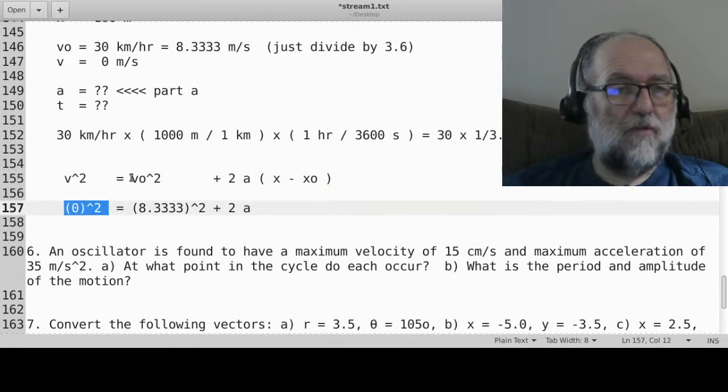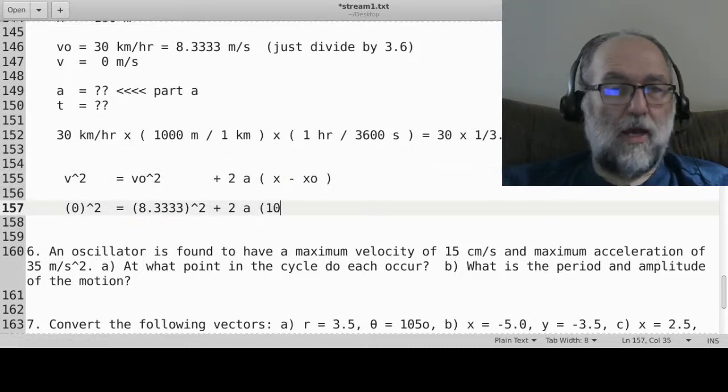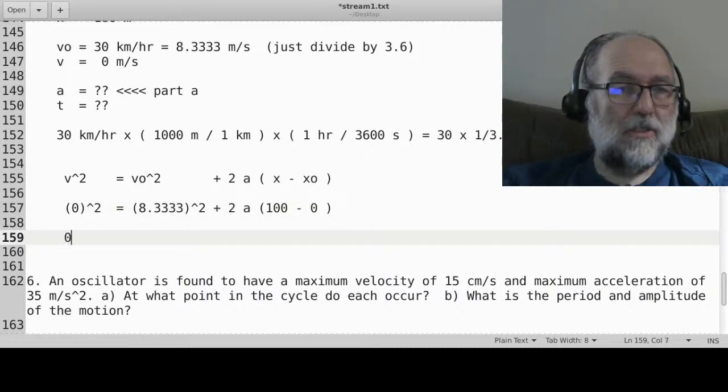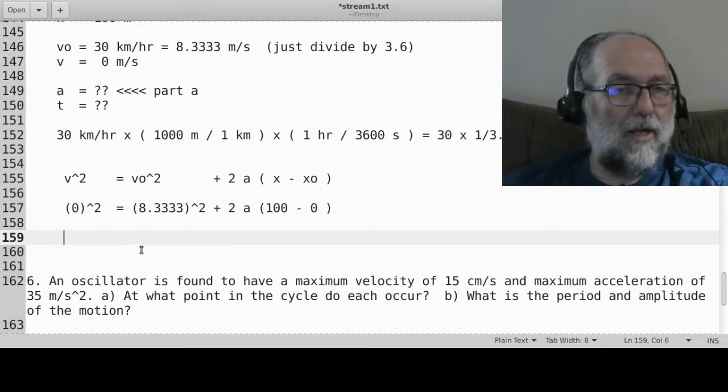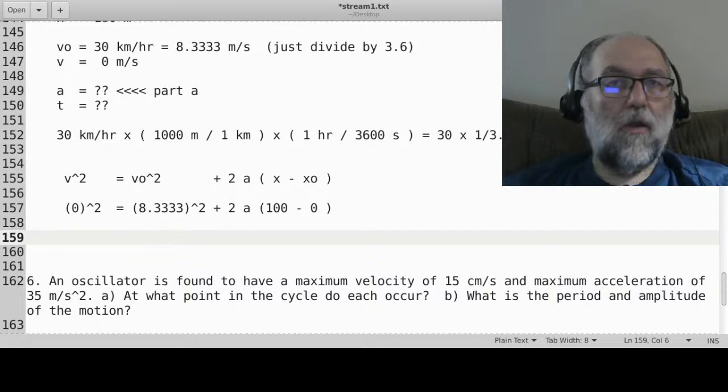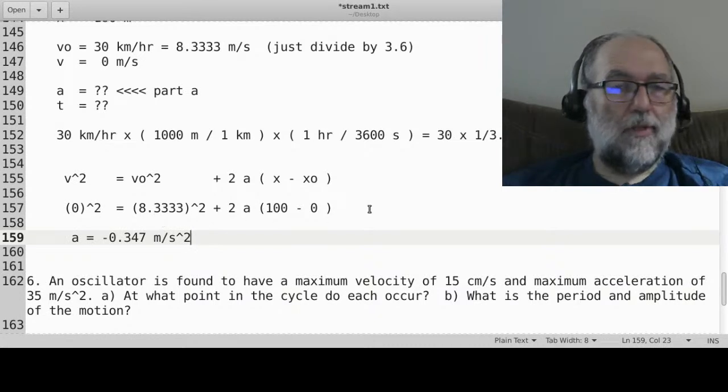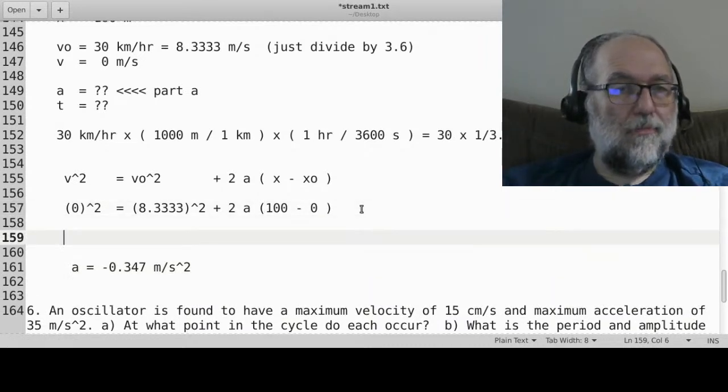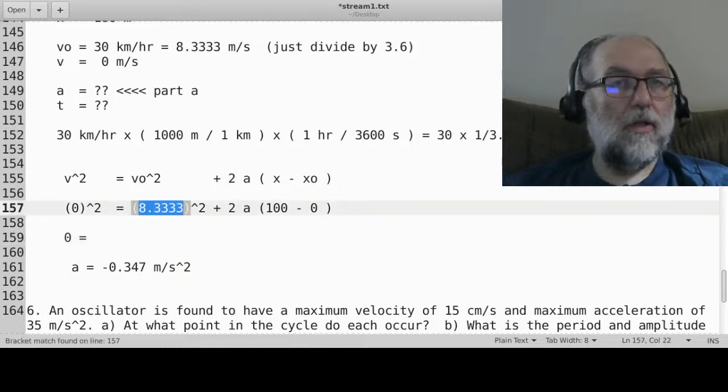So v squared is 0 squared. v naught squared is 8.3333 squared. 2a, we don't know a. x minus x naught. x was 100. Minus x naught was 0, like that. And that just gives us 0 is equal to... you know what? I'll just give you the answer because it's not hard at all to solve. Basically, it just works out to this value right here. 0 is equal to whatever that is squared.